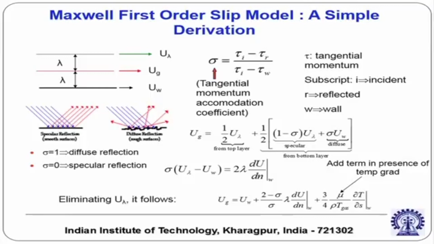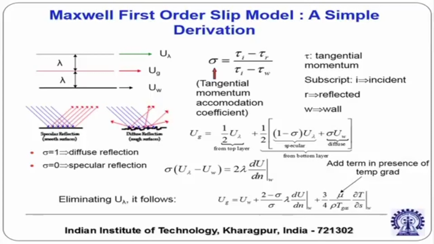So keeping sigma as a parameter, we arrived at a boundary condition which is Maxwell's first order slip boundary condition, which is the difference in the velocity of the gas molecule at one molecular mean free path from the wall with respect to the wall molecules.